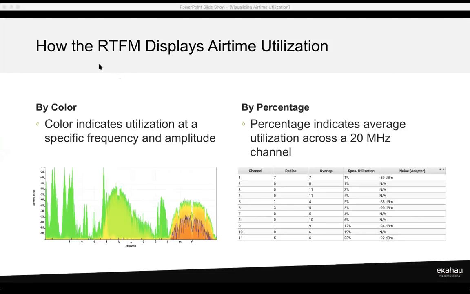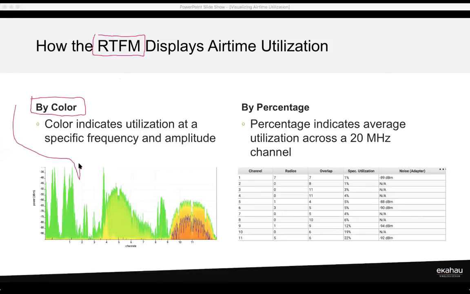So in Ekahau, we've got a tool called the RTFM. That's the real-time frequency monitor. The real-time frequency monitor in Ekahau displays live or captured spectrum analysis from the Ekahau Sidekick. So there's two ways that the RTFM displays airtime utilization. First off, it does it by color. So you can look at a graph.